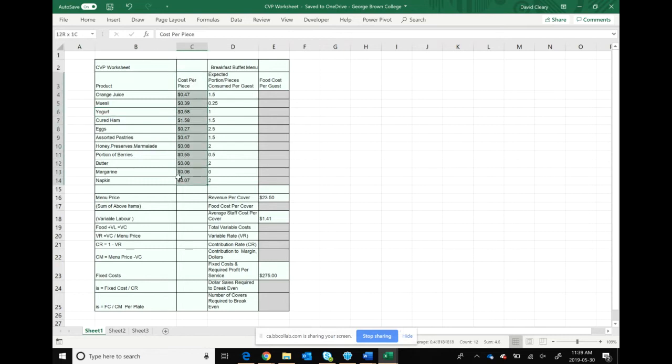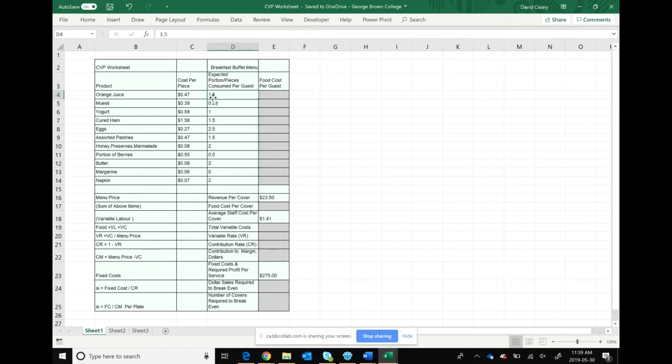Next, we have the cost per piece. For example, one portion of orange juice for one guest is 47 cents. One napkin is 7 cents. Okay. The next column over, we have identified, or at least to some degree estimated, the expected portions to be consumed by one guest.